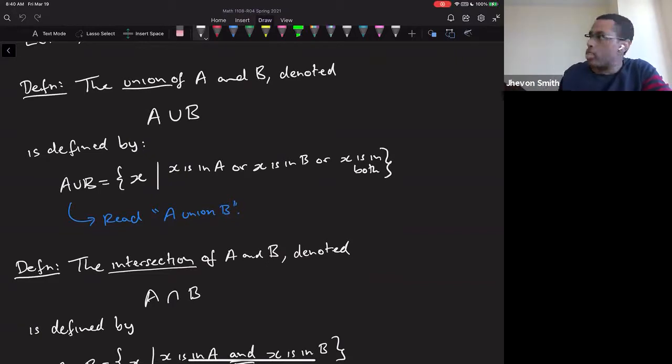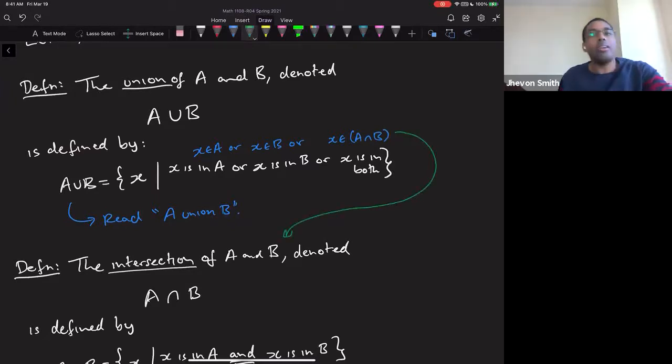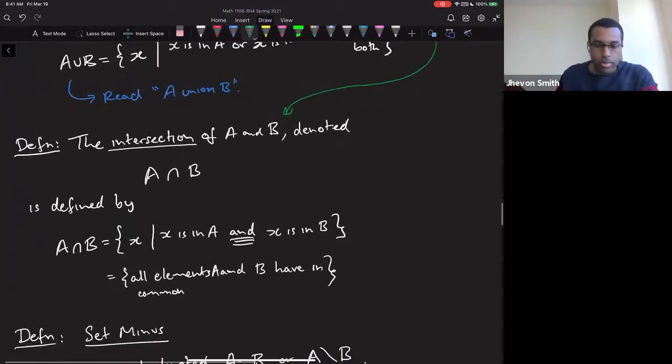This is when I take two sets of things and I combine them into one big set. Of course, I ignore repeats when I do this, but it's the set of all things that are in A or B or both. So with our notation, we can write this to say x is in A, or x is in B, or x is in both, right? Where this was defined down here.